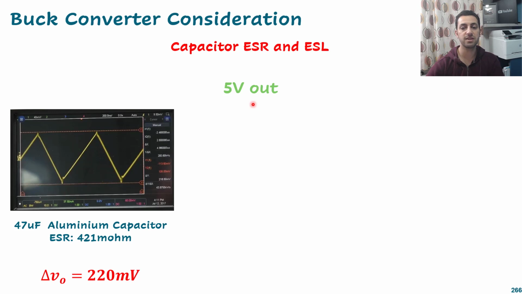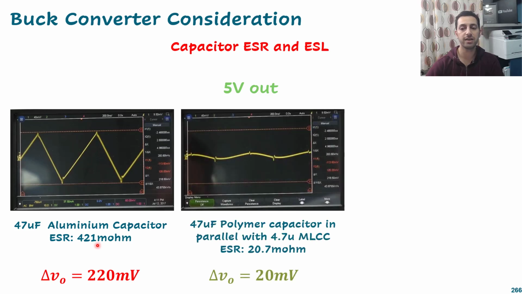But they replaced this aluminum capacitor, which featured a high ESR, with another one: a 47 polymer capacitor in parallel with a 4.7 MLCC, which is a multi-layer ceramic capacitor. That's called a ceramic capacitor. And the polymer capacitor has an ESR of 20.7 milliohm. So look at that. It's very low compared with the first condition, or first state.